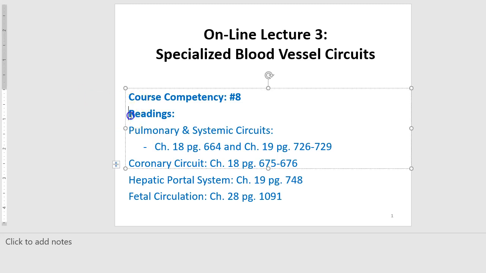And the readings include chapter 18 and 19, very specific pages for the pulmonary and the systemic circuits shown here. We'll also talk about the coronary circuit, which is really just part of the systemic circuit. That's in chapter 18 on 2 pages. Then we'll look at 2 new circuitries that you haven't been introduced to at all yet.